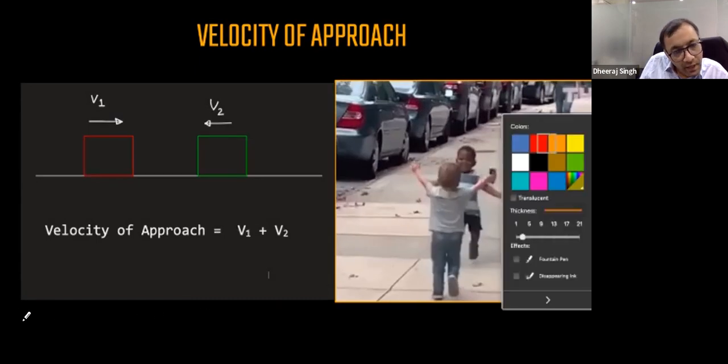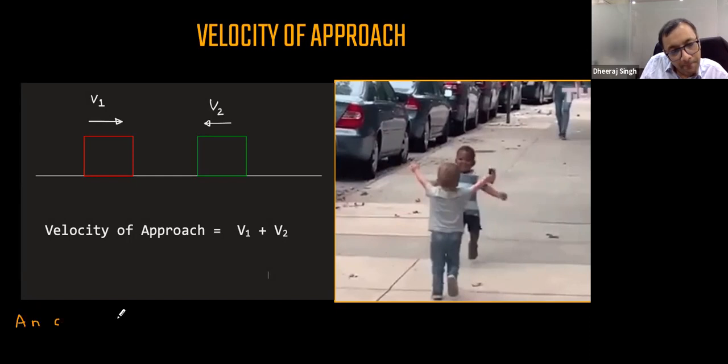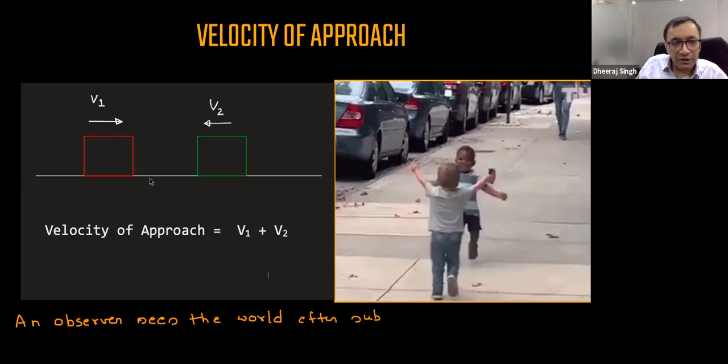All of you write down. An observer sees the world after subtracting his or her own velocity or acceleration. Velocity of approach is relative velocity only, but looking at it in a different, easier manner. When you solve the problems, use velocity of approach and separation. Don't use the relative velocity approach of solving questions. Okay. This thing probably you will not get in many textbooks.